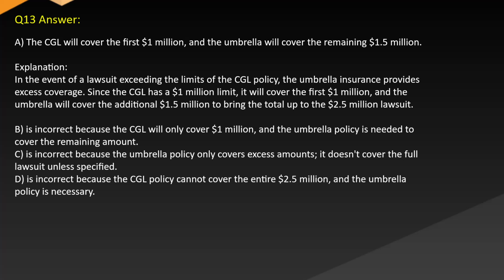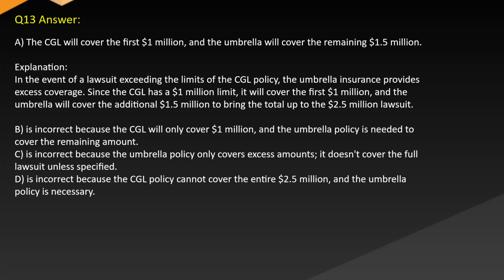Answer A. The CGL will cover the first $1 million and the umbrella will cover the remaining $1.5 million. Explanation. In the event of a lawsuit exceeding the limits of the CGL policy, the umbrella insurance provides excess coverage. Since the CGL has a $1 million limit, it will cover the first $1 million and the umbrella will cover the additional $1.5 million to bring the total up to the $2.5 million lawsuit.